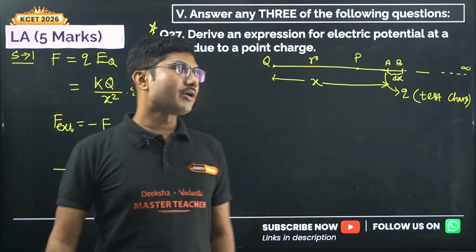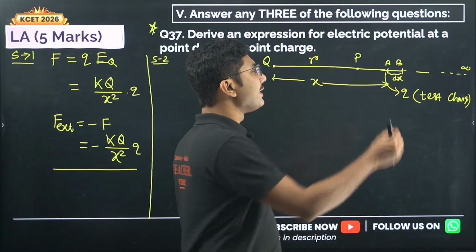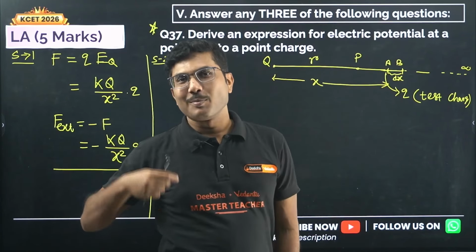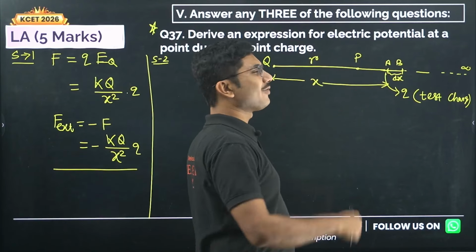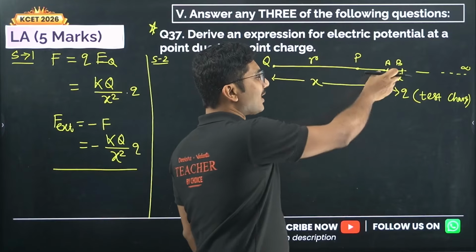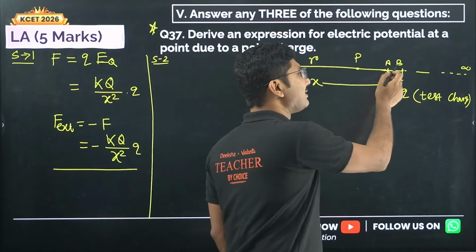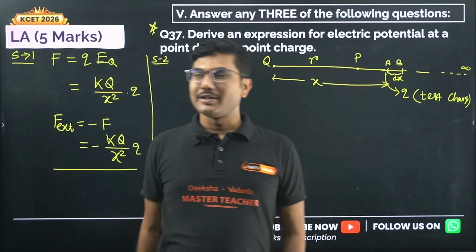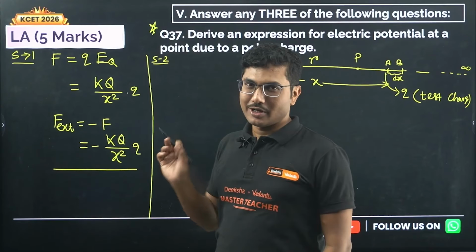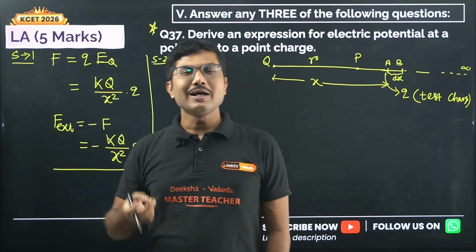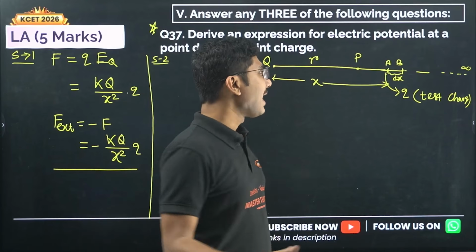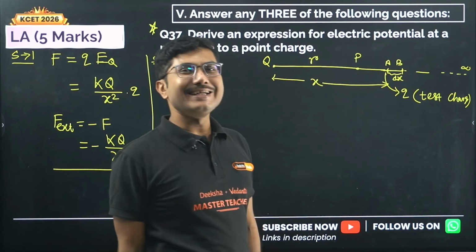So what you have to do is consider a small distance. This is a trick used by physics teachers and physicists. We take a small distance, and we assume that in this small distance AB, the force is almost constant. The distance is very, very small so that the force is almost constant, and that distance is given by dx.